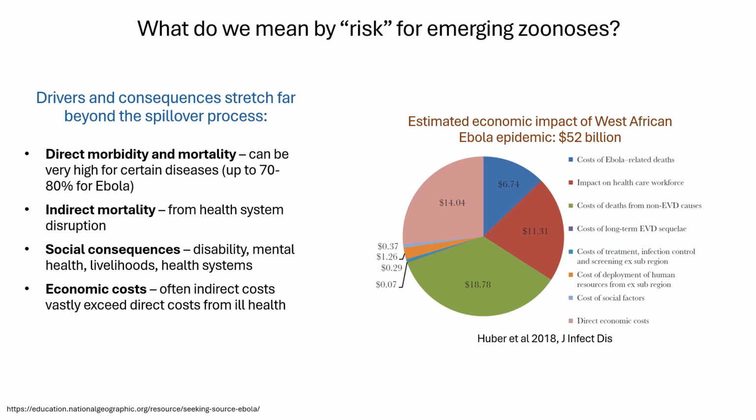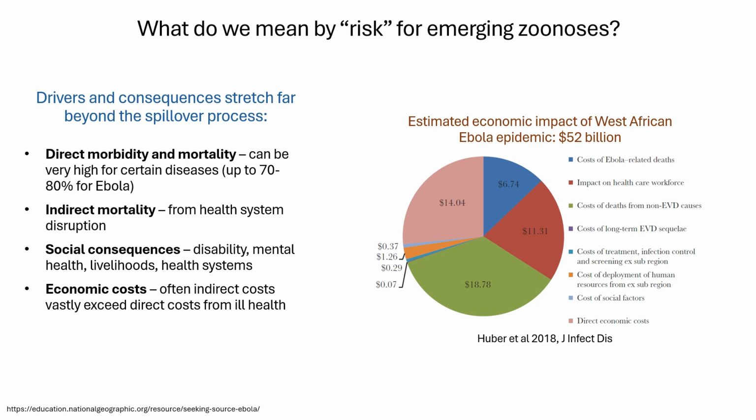So as well as the direct morbidity and mortality we see for some of these infections, we see indirect mortality from disruption of health systems, a whole suite of different social consequences, as well as economic costs, often with indirect costs that vastly exceed the direct costs from ill health.